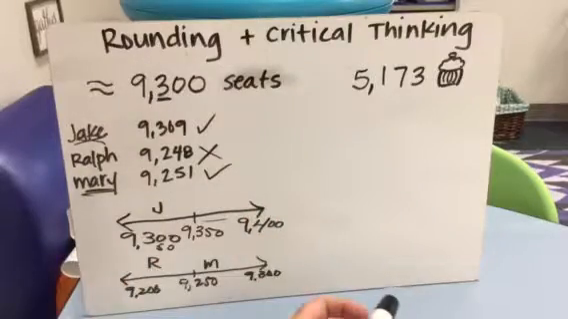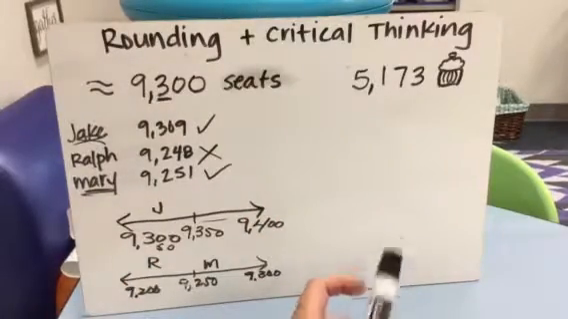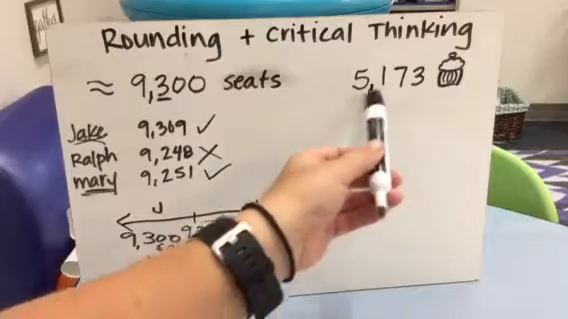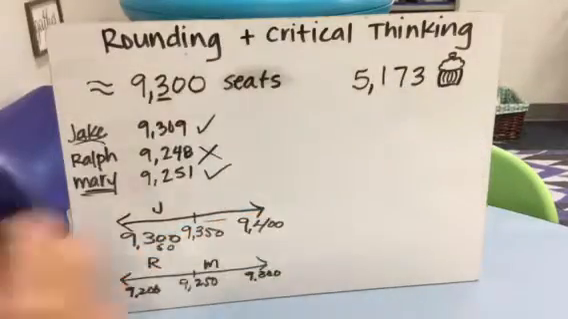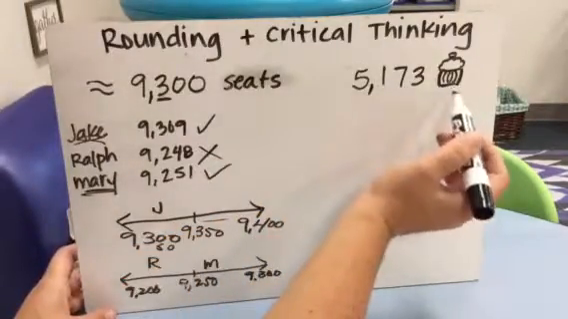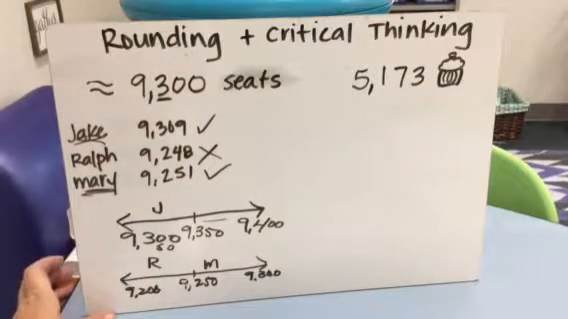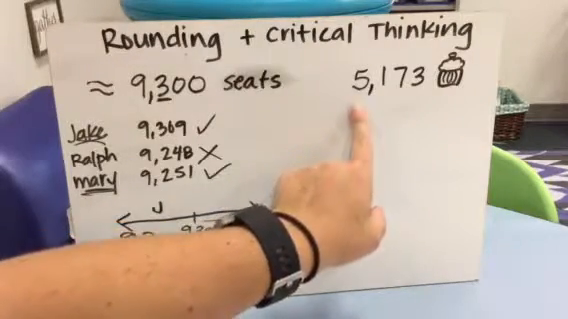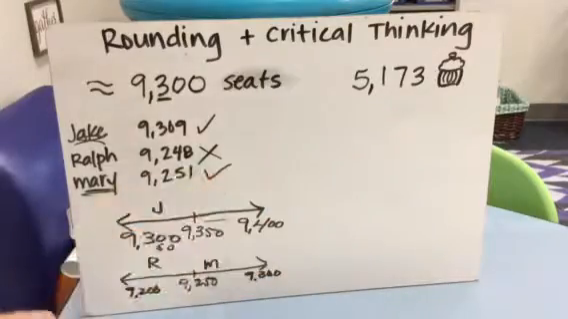Here's another example. Let's say that a party has 5,173 guests coming to their party, and they want to have cupcakes for everyone that's coming. So 5,173 people are coming, so they need 5,173 cupcakes. Well, they're going to call the store and give them an estimate of how many cupcakes they need. So we need to think critically about this and think about what would be a good estimate to give. And we have 3 place values that we can round to. So let's take a look and see.